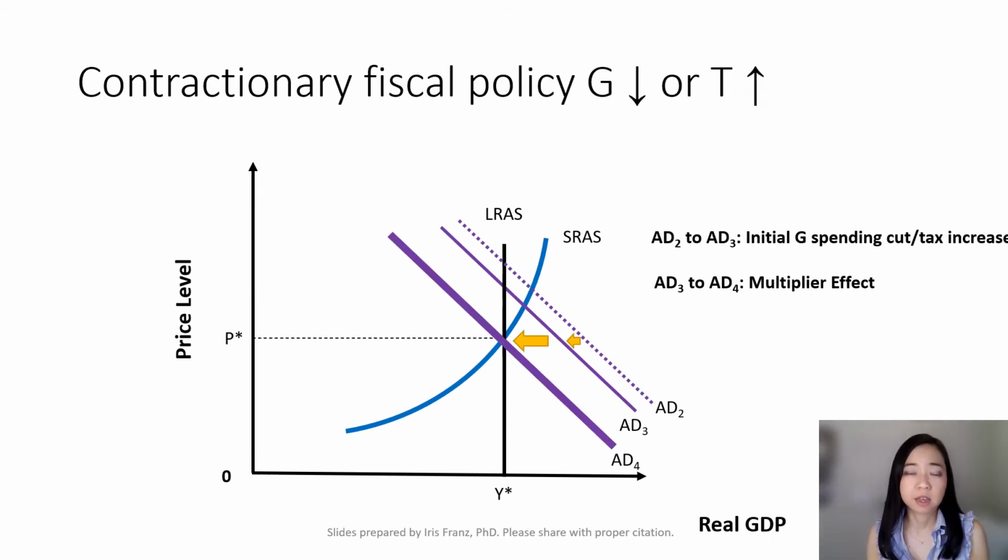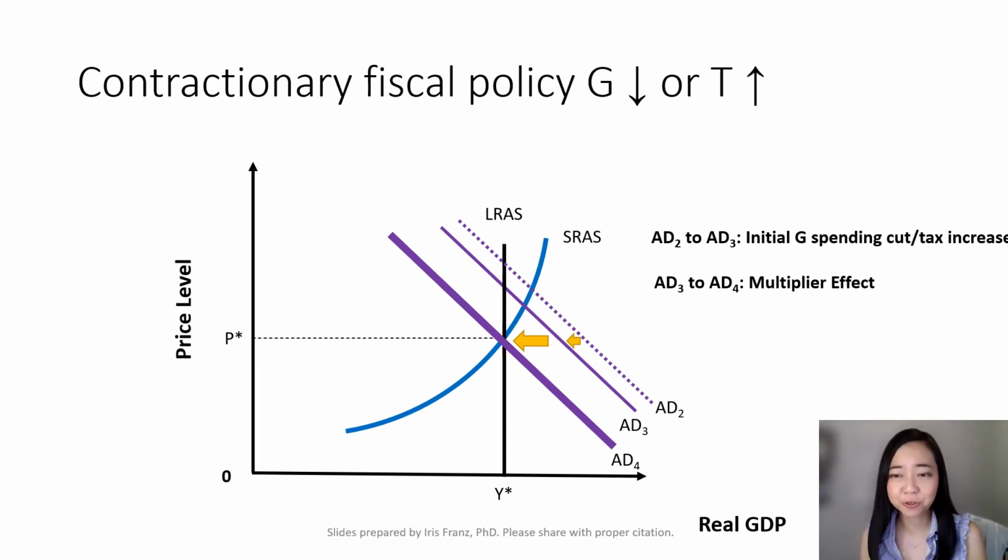The government can attempt to curb inflation by carrying out a contractionary fiscal policy. So the government spending goes down or the tax goes up. That will shift our aggregate demand from AD2 to AD3.